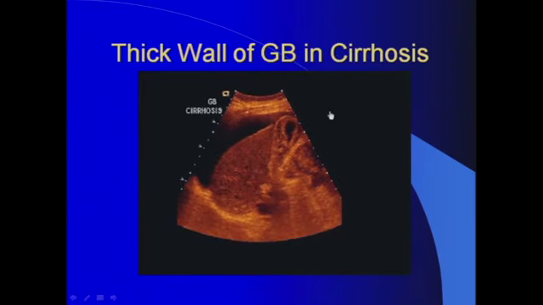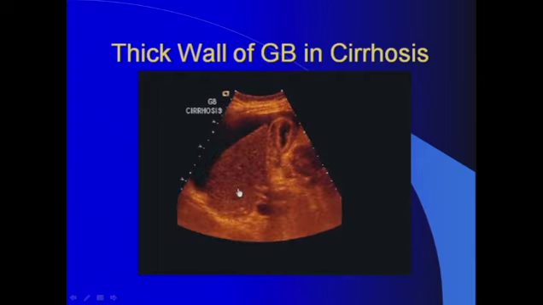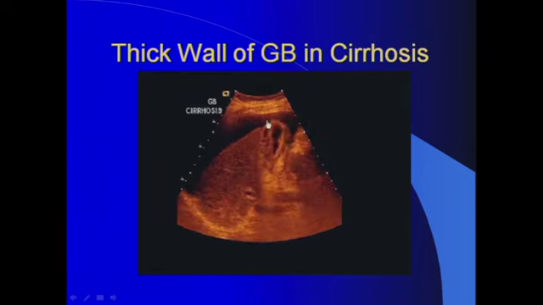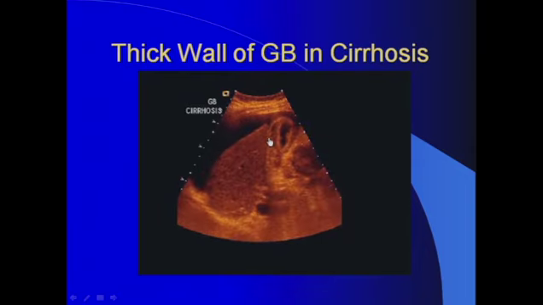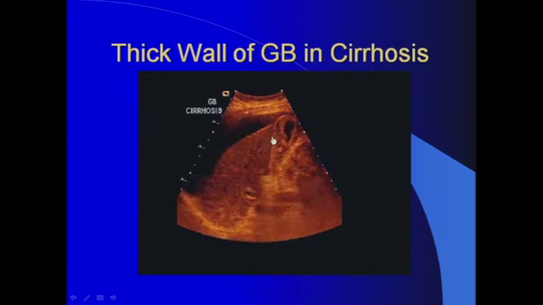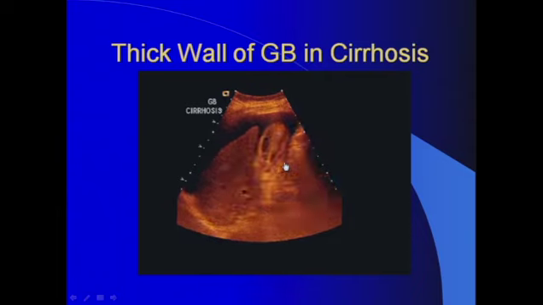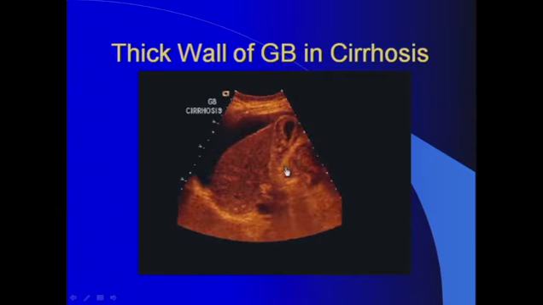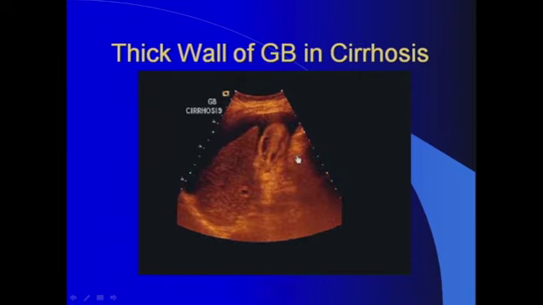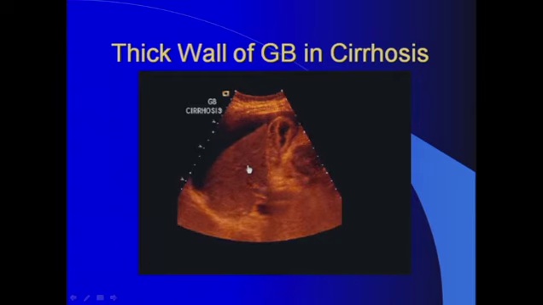Now, another patient with cirrhosis. As you can see here, there's cirrhotic liver morphology, there is ascites surrounding the liver, and you can look at the gallbladder. The patient is breathing, and you can see a significant thickening in the wall of the gallbladder. In this instance, as part of the differential diagnosis, this thickening is most likely related to hypoproteinemia associated with liver disease.